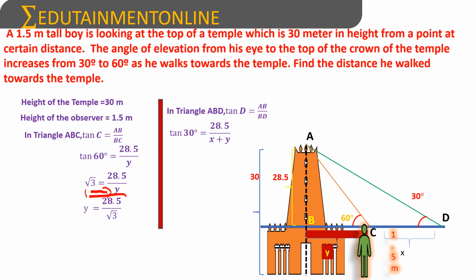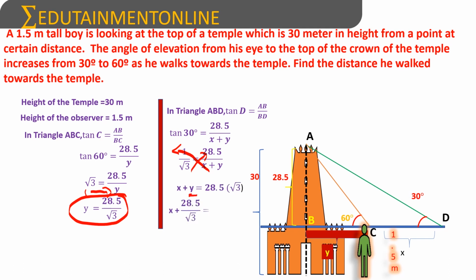In place of y we can substitute this value. Now first cross multiply this. So x plus y is equal to 28.5 into root 3. In place of y we will substitute 28.5 by root 3. Transpose this 28.5 by root 3 there. So x is equal to 28.5 root 3 minus 28.5 by root 3.